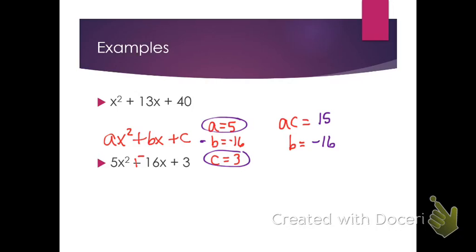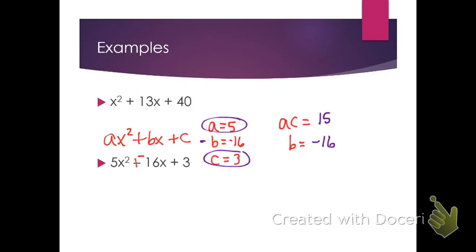Now, if these two numbers multiply to a positive number but add up to a negative, we're going to have to think a little bit about that. If the two numbers multiply to a positive value, that means they're the same sign. They're either both positive or they're both negative. And if they add up to a negative, well, then that means they're both negative. So I'm trying to think of two negative numbers. They multiply to positive 15. They add up to negative 16.